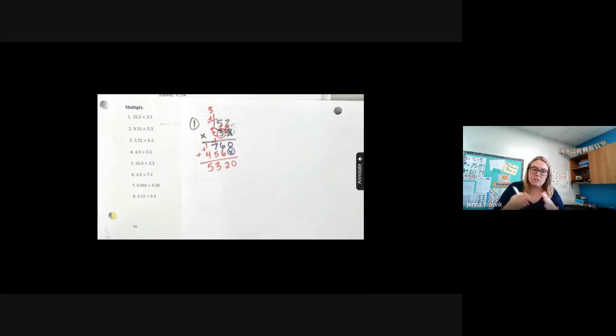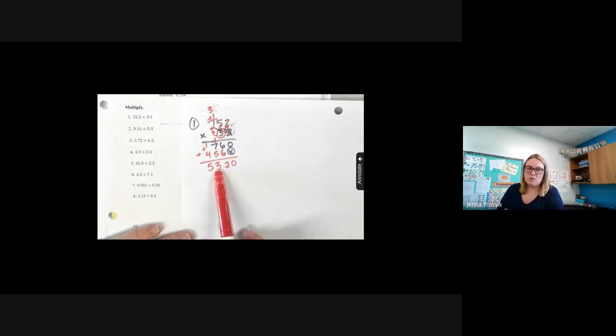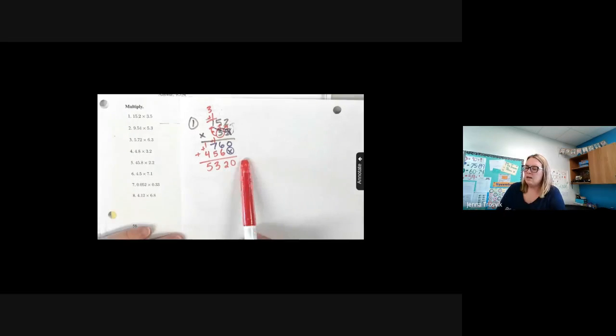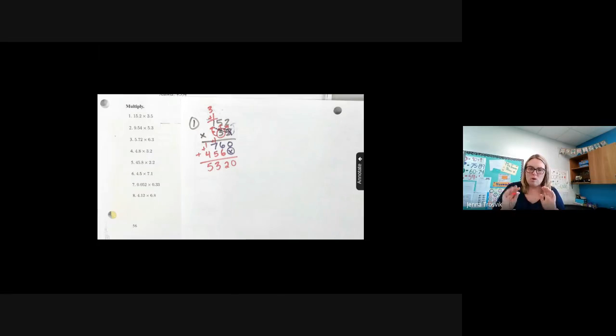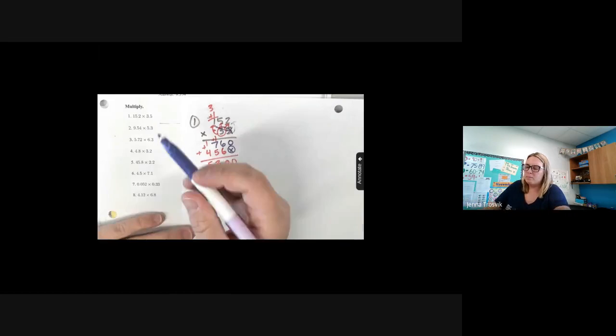So for those of you who did lattice, those of you who did a different method, make sure that your answer matches mine: 5, 3, 2, 0. We haven't gone back and put the decimals in yet. If you have this answer, then you know that you did whatever method correctly to multiply a multi-digit number by a multi-digit number. Okay, now I'm going to go back to the problem.